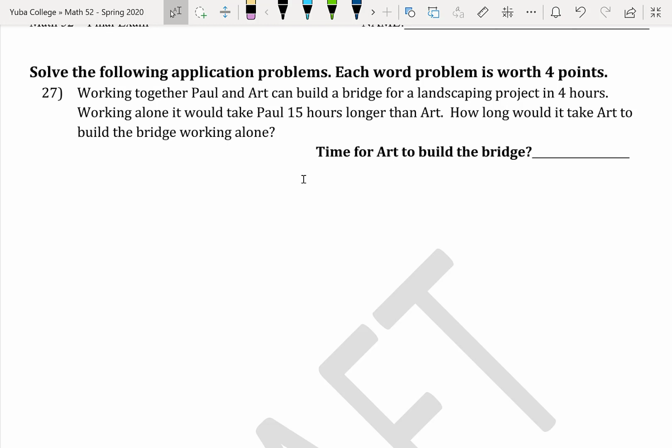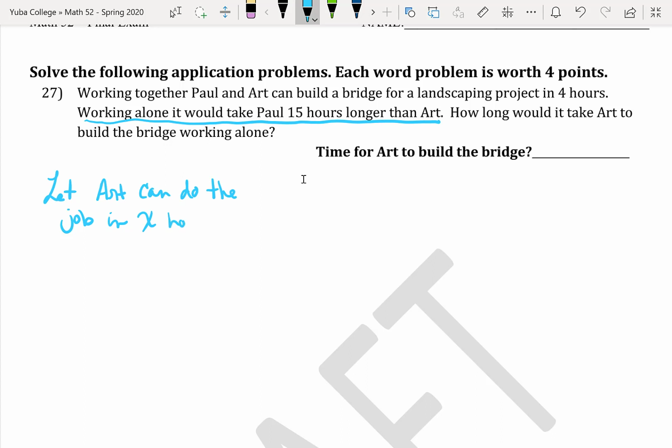So let's say Art can do the job in X hours. So if that's the case, and it takes Paul 15 hours longer than Art, Paul can do the job in X plus 15 hours.